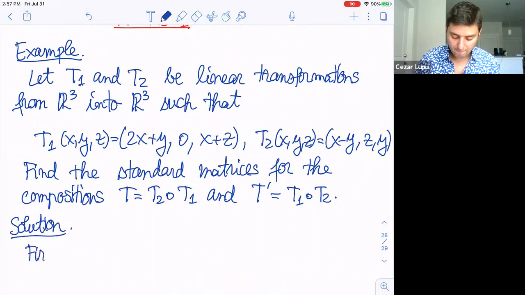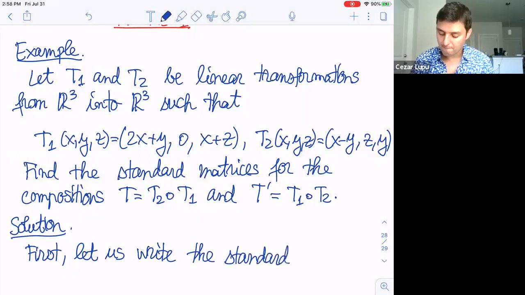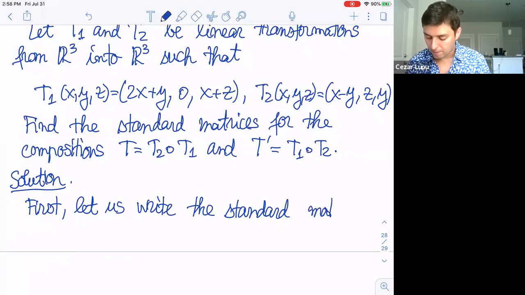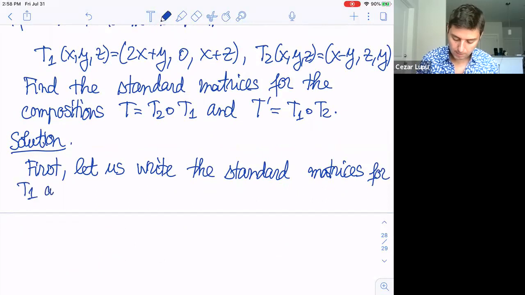First, let's write the standard matrices for T1 and T2. Okay, let's do it. For T1, let's denote this by A1.